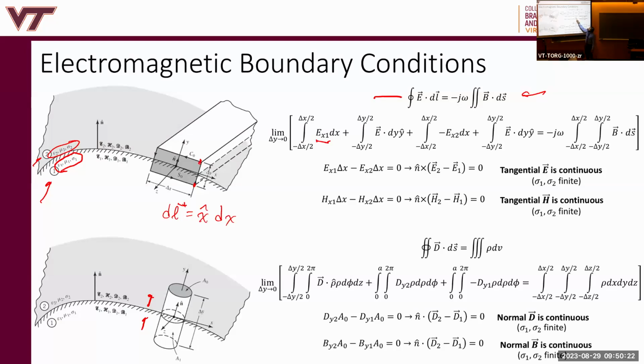Then the next path is negative Ex2, because on the top half of that rectangular boundary, we have this dl vector here. dl is equal to negative x hat dx, right? And we're in medium 2 there. Then we have the path going from here to here, which is this last term. And then we have the integration of B dotted with ds, which is the integration over delta x and delta y. All right, everybody understand the construction?